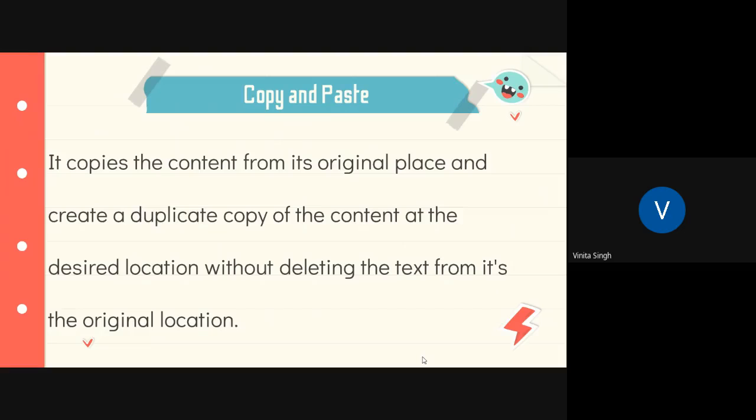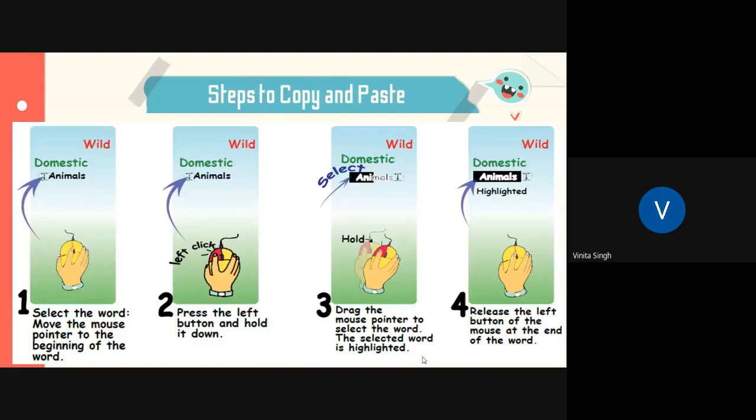Now let us see how you can do it. The following is the procedure to copy the content. First, you need to select the word. Move the mouse pointer to the beginning of the word. Then press the left button and hold it down. Now drag the mouse pointer to the selected word, and the selected word is highlighted.